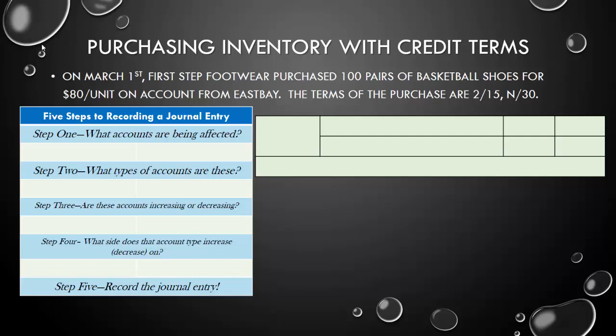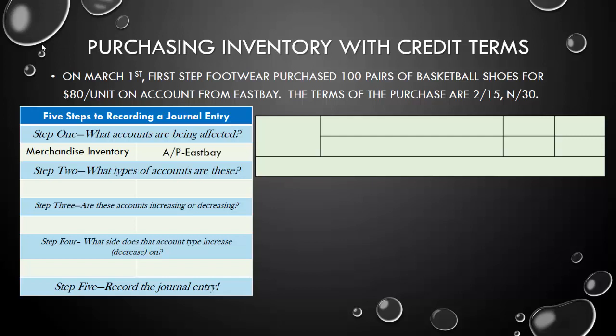Well, what accounts are being affected? The first thing that we're buying is merchandise inventory. These shoes are something we intend to sell later, but we haven't sold them yet, so we can't record the expense for the purchase. We have to let them sit on our books in our inventory until we actually sell them.